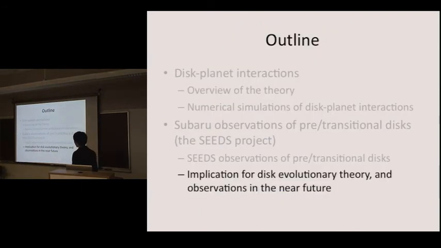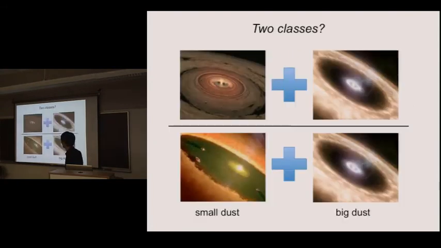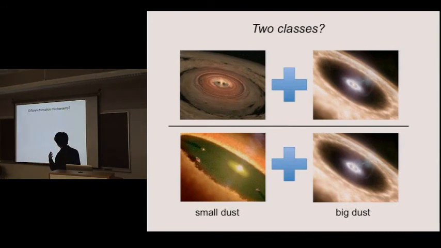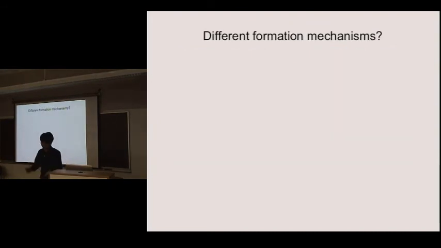So the last part of my talk, I'll talk about some implications from the observation. The take-home message is: are we actually looking at two types of transitional disk? Both of them have a cavity in the big, millimeter-sized dust, but only one of them also has the cavity in the small dust component. In the other, the small dust is actually smooth and free. If this is real, then naturally you want to ask why you're seeing two types of transitional object.